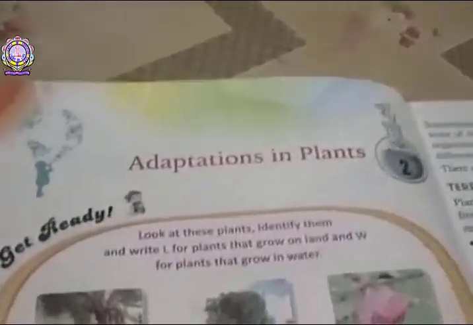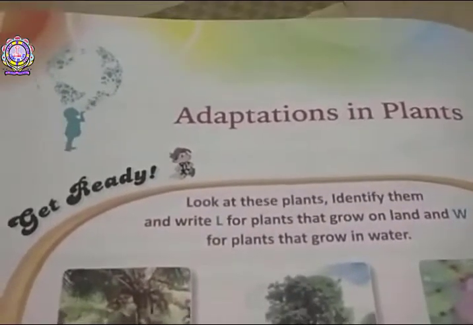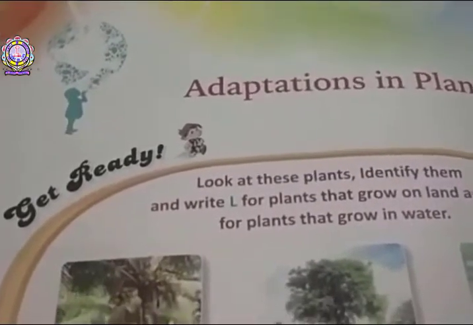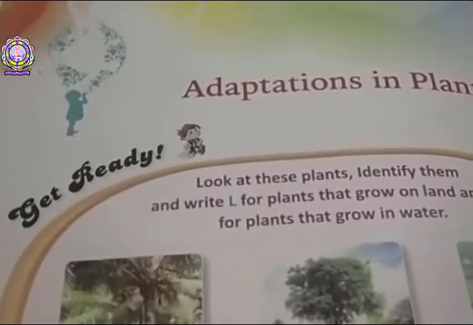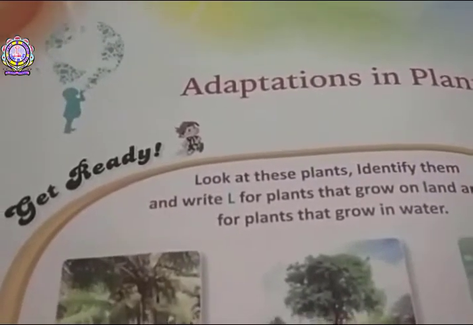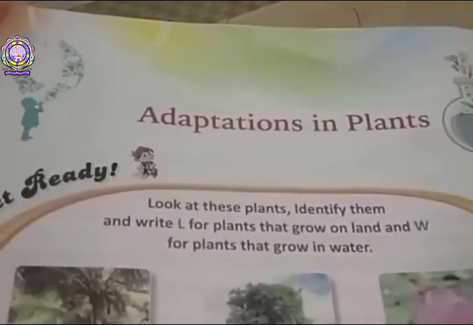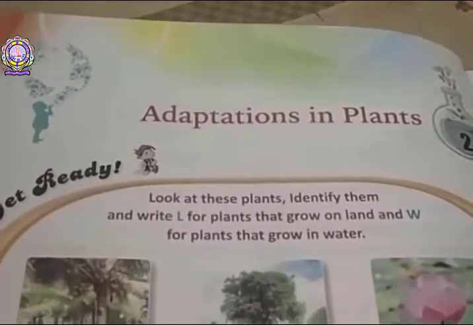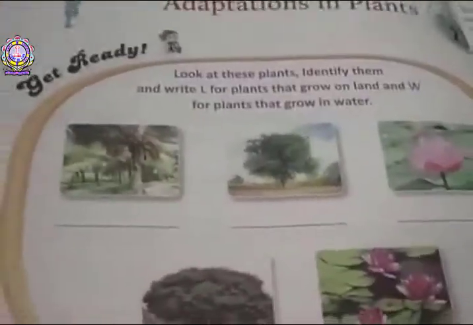Now chapter number 2, adaptation in plants. First of all, the question is, what is adaptation? Adaptation means the function of an organism to adjust to various habitats. It means what features an organism needs to adjust to the environment. That is called adaptation. So in this chapter, we will learn about the various plants and the various features of their adaptations. First of all, look at the pictures.